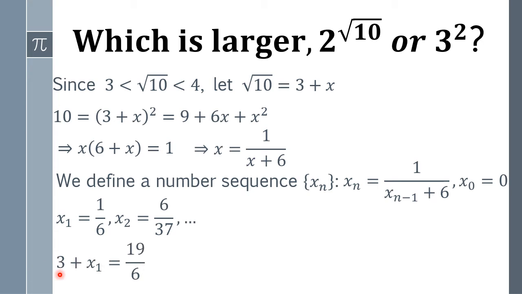Any 3 plus xn is an approximation of square root of 10. For example, 3 plus x1 is equal to 19 over 6, which is a number close to square root of 10. As n goes on, the difference becomes smaller, but the expression will become more complicated. So let's give 19 over 6 a try.